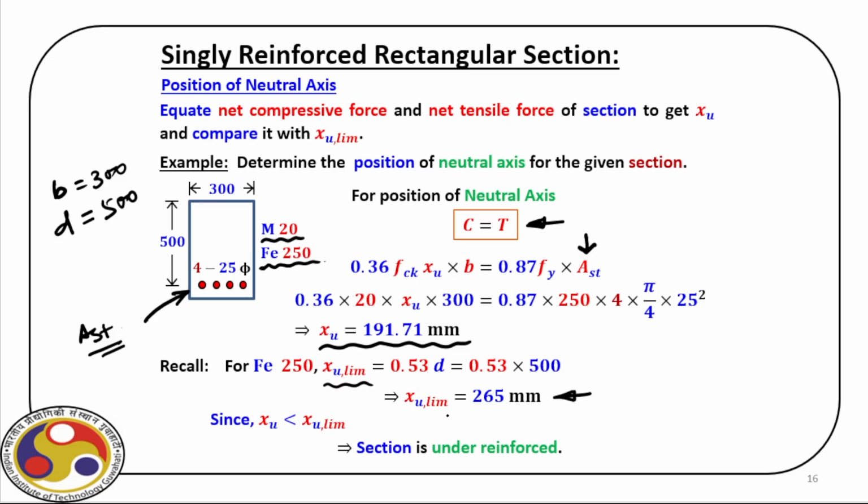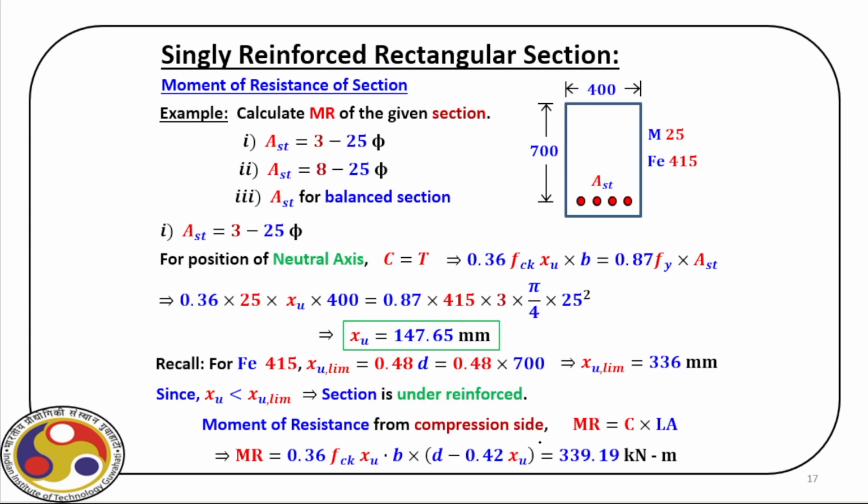Now our limiting case has a xu limit of 265, but in our case the amount of steel tells us that the location of the neutral axis is 191.71, which is less than the xu limit, and therefore this section is an under reinforced section. Okay. Now let us take a different example.